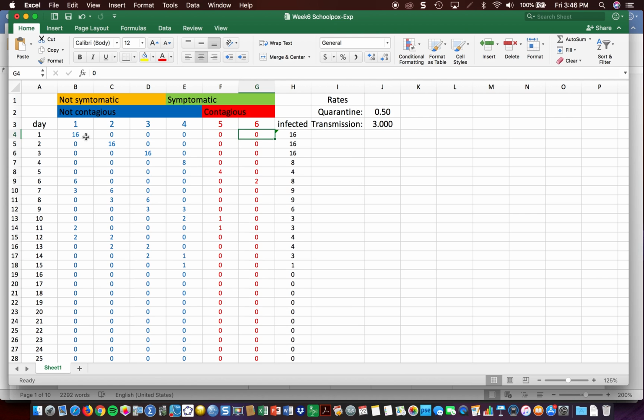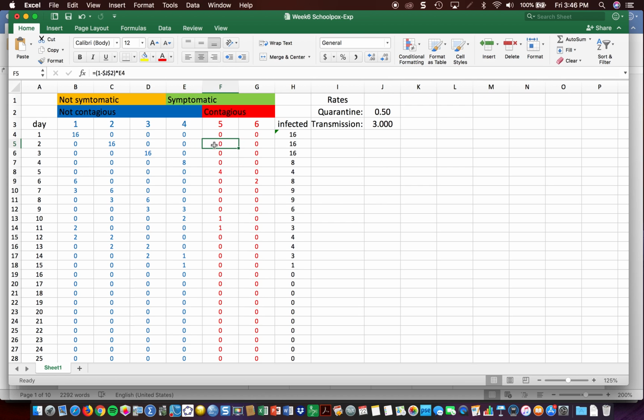And then we wanted to think about what's going to happen on the second day. On the second day, all those students that were infected on the first day are now day 2 infected, so this number 16 just slides over to the next column. The value in this cell ends up being equal to the value that was up and to the left of it. The same thing happens here: anybody who was day 2 sick would slide over to day 3. And then on day 4, same thing: anybody who was sick on day 3 is now sick on day 4.